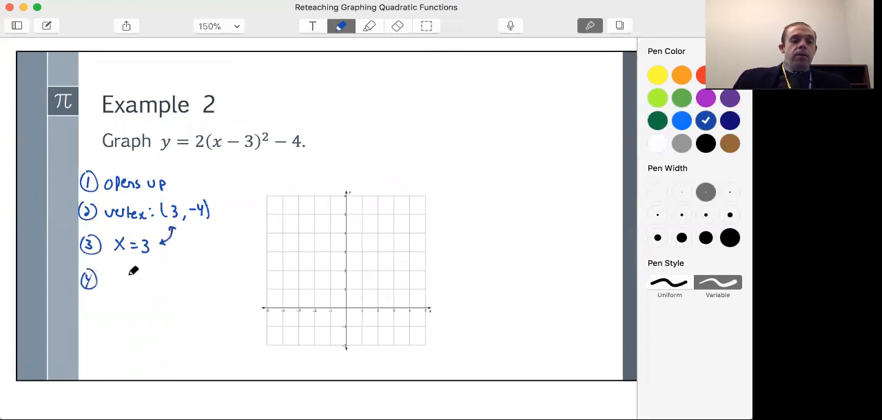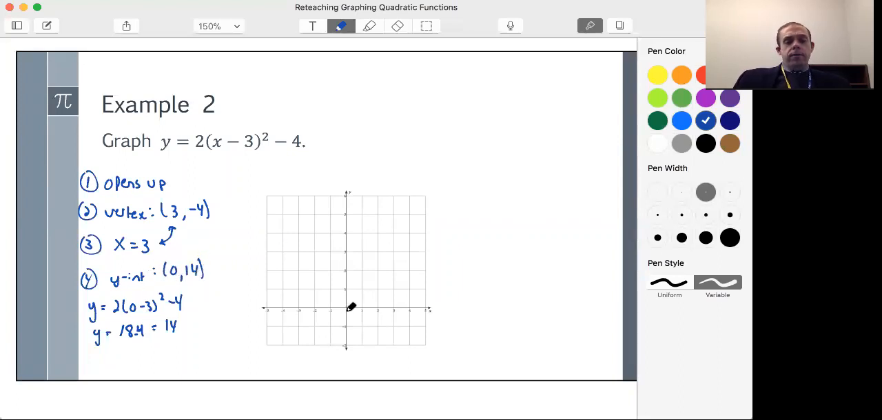And then step 4, let's find the y-intercept. You could pick any other point you want, but usually the y-intercept is easy. So we plug that in, y equals 2 times 0 minus 3 squared minus 4. So we have y equals 18 minus 4, which equals 14. Okay. So the y-intercept is 0, 14. So it's a big number.